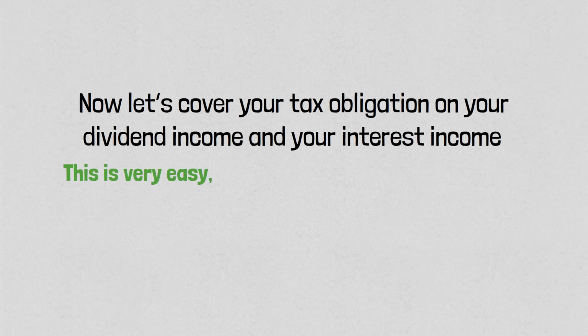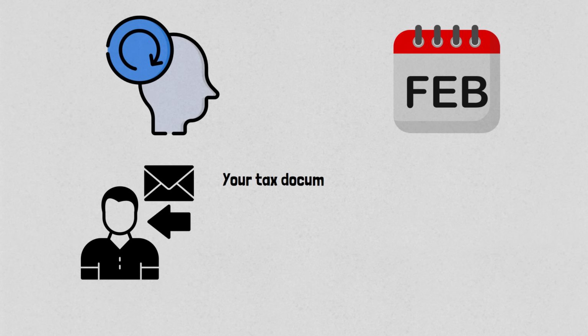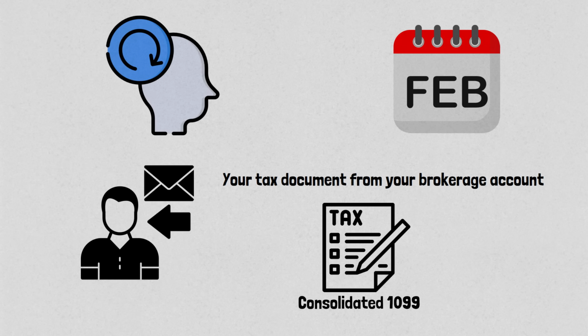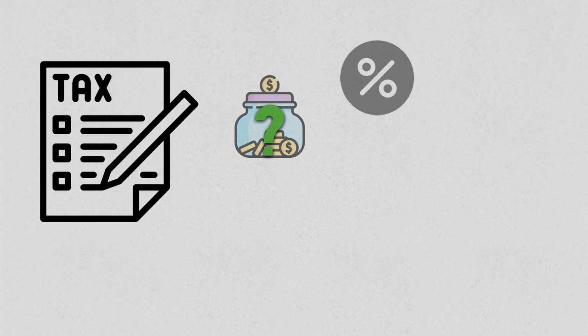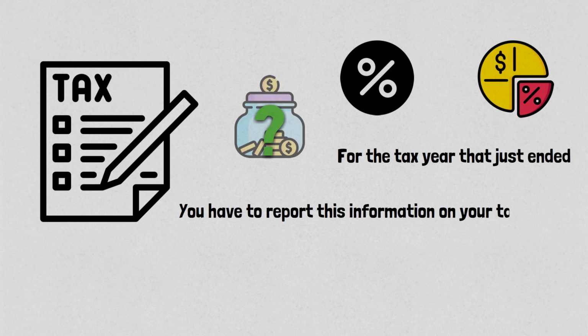Now, let's cover your tax obligation on your dividend income and your interest income. So this is very easy, but I don't want you to overlook this. So remember, around early February, you should receive your tax document from your brokerage account. This tax form is called the Consolidated 1099. And this will tell you how much money that you made from interest and dividends for the tax year that just ended. And you have to report this information on your tax return, but it's very easy to do that.